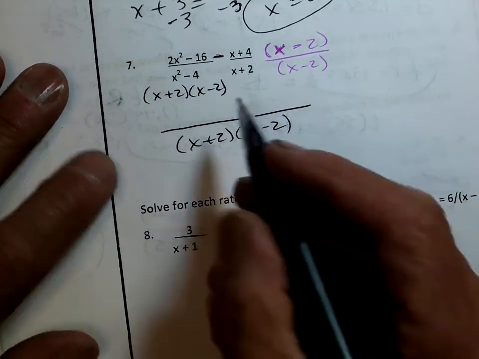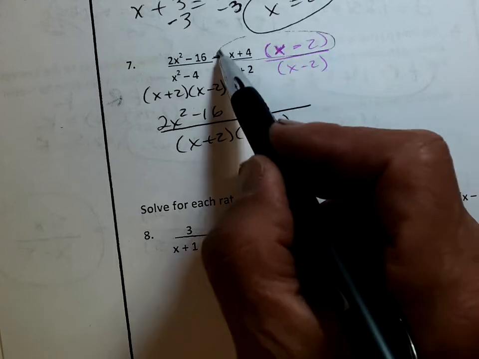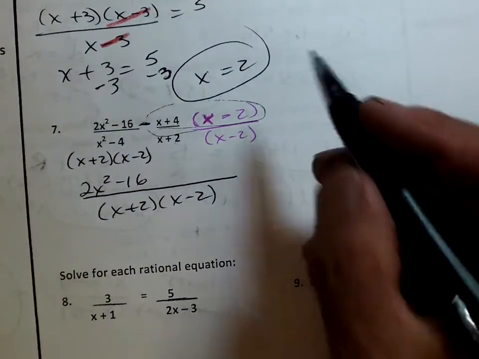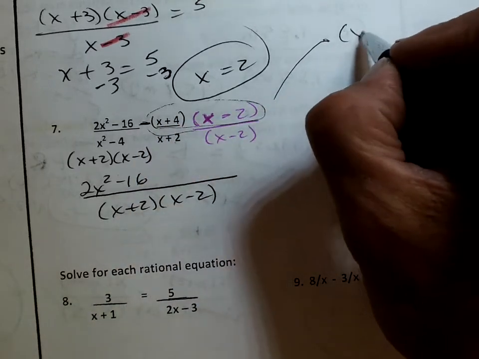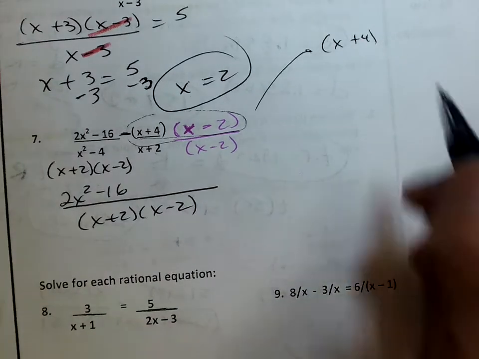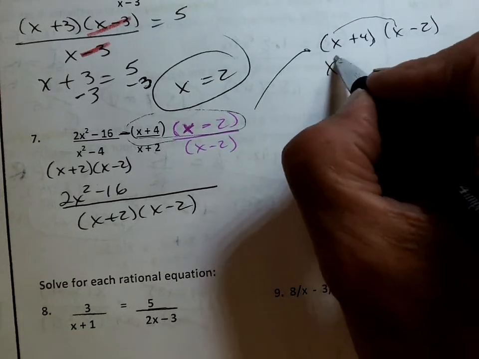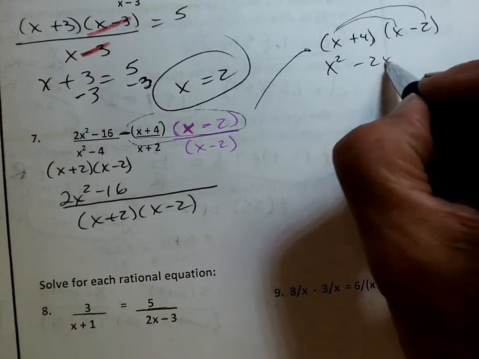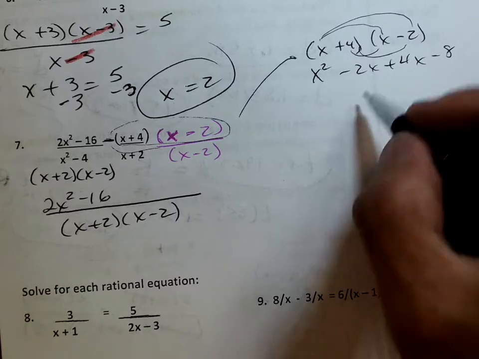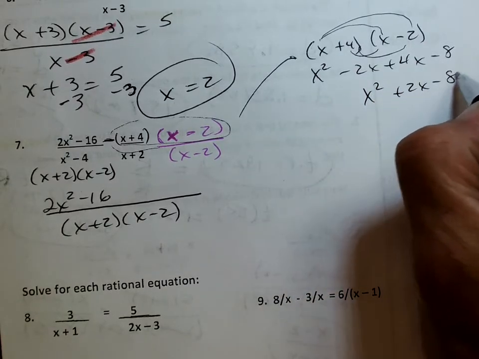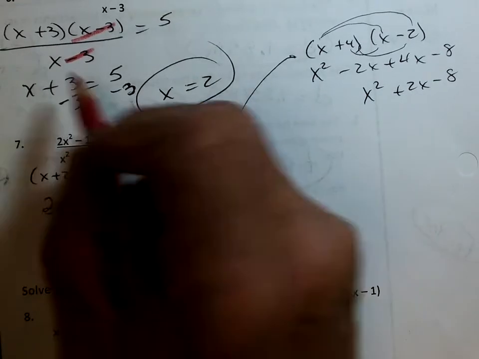Okay, I know I'm going to have a 2x squared minus 16, but this I'm going to have to do a little side work. So I'll do a little side work up here and say, well, what is x plus 4 times x minus 2? I've got to FOIL that. x squared minus 2x plus 4x minus 8, which would simplify to an x squared plus 2x minus 8. Okay, now let's bring that down. Now remember, we've got a minus. We've got a minus right here. So this minus right here, I'll highlight it.